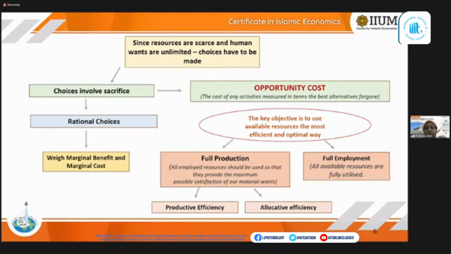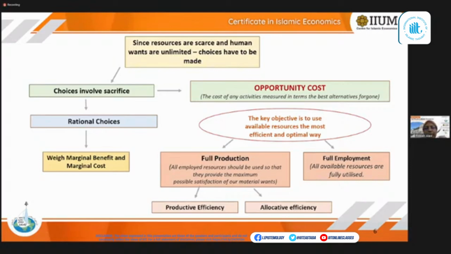One is full production, so it's related to production. Basically it means where resources are utilized in such a way that it provides maximum satisfaction of human or society's material wants. Okay, so full production is divided into two.